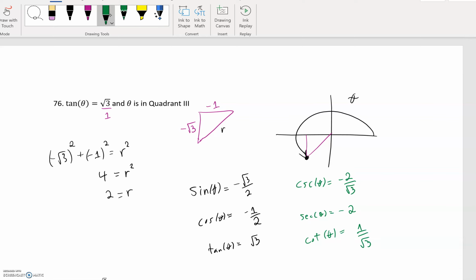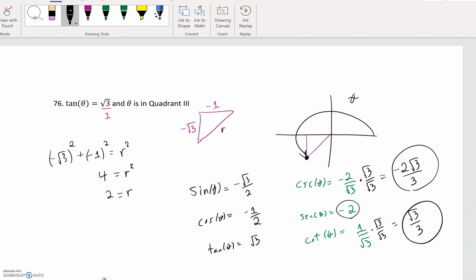Now, bear in mind that in these problems, it asks you to actually rationalize the denominator. Square root of 3 times square root of 3 is 3. So what does it mean to rationalize the denominator? This means to rewrite the fraction so that you have no radicals on the bottom. And then from here, I will just circle my results.